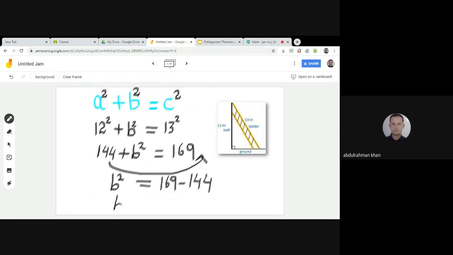Now by using the calculator, 169 minus 144, the answer is 25. We want b, but here is b square, so take the square root on both sides. Square will cancel with square root, and b will equal the square root of 25, which is 5. Here, 5 meters. The unit is necessary, you have to put the unit. So the ground distance is 5 meters.